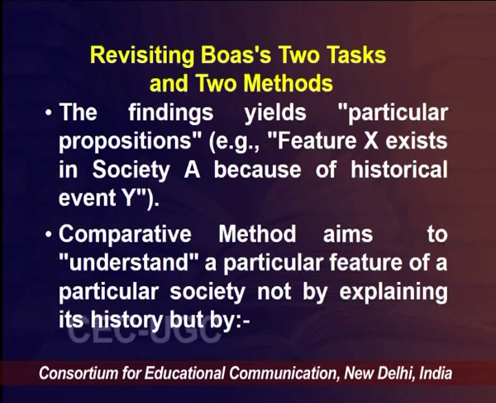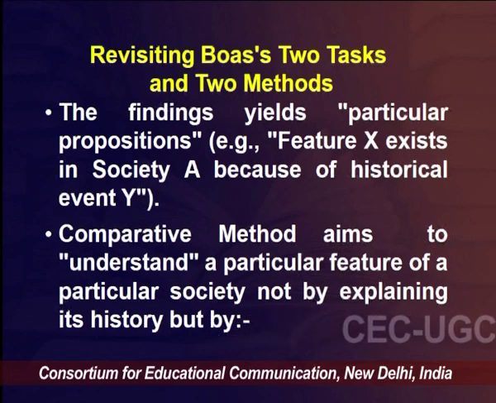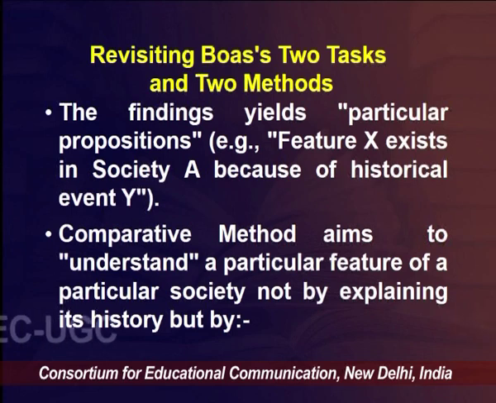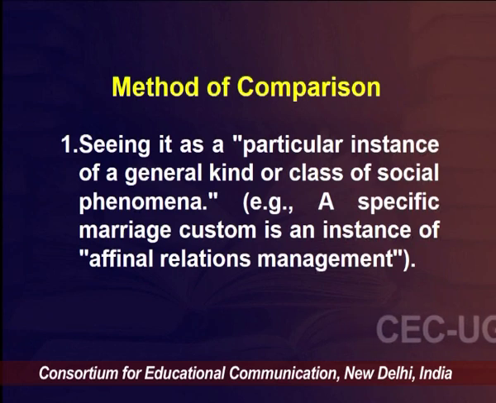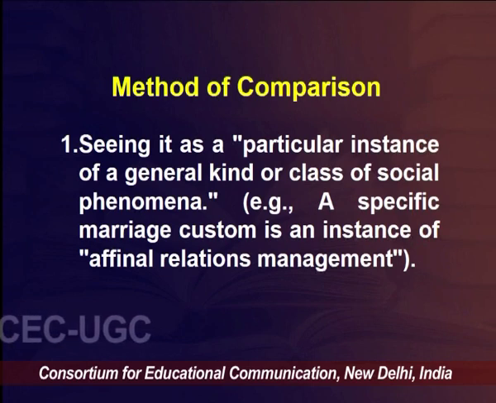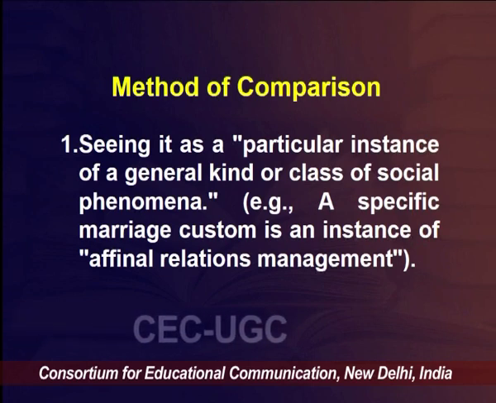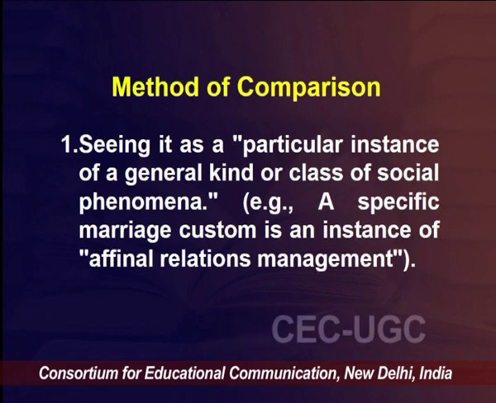And the second function is the comparative method. It aims to understand a particular feature of a particular society, not by explaining its history, but by following these steps. Step 1 is seeing it as a particular instance of a general kind or a class of social phenomena. Example, a specific marriage custom is an instance of a kinship relation management.